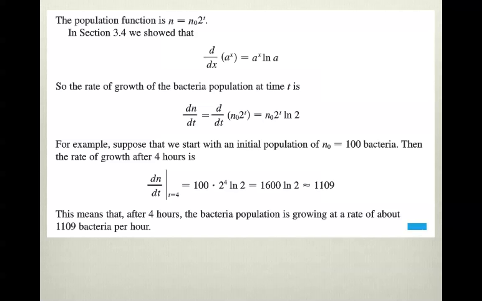In section 3.4, we showed that the derivative of a to the x equals a to the x ln a. So the rate of growth for the bacteria population at time t is n naught times 2 to the t ln 2. For example, suppose that we start with an initial population of 100. We plug it in for n naught, and at t equals 4 we get 100 times 2 to the 4, which is 1600 ln 2, approximately 1109. That means after 4 hours, the bacteria population is growing at a rate of about 1109 per hour.